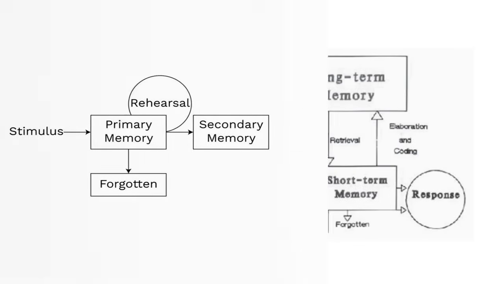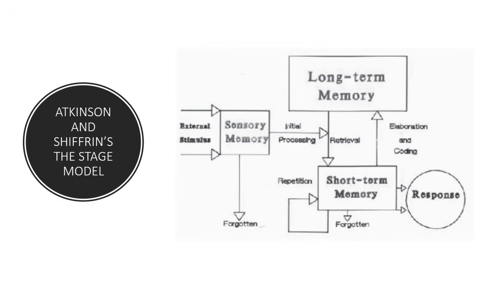Last from this block, Atkinson and Shiffrin's the stage model. So in stage model also we are explaining about what is sensory memory, short-term memory and long-term memory, but the different ways or the process that flows here varies slightly, and you needed to explain that in detail with this diagram.